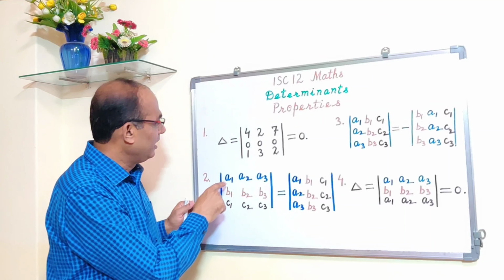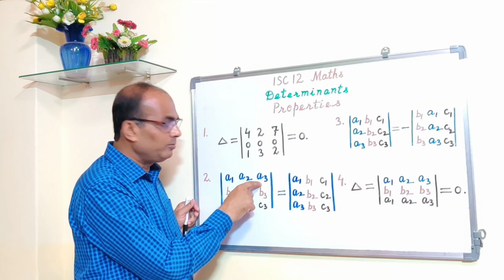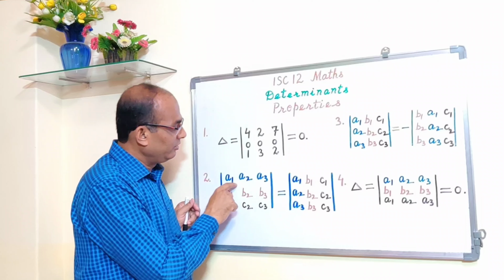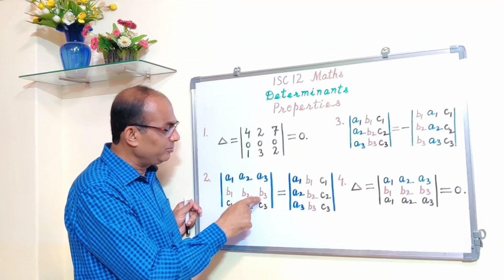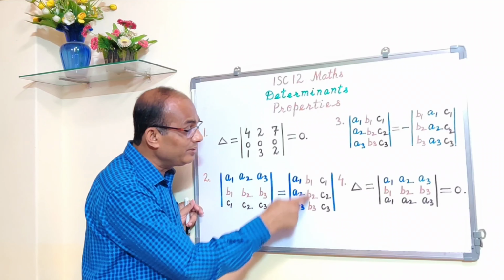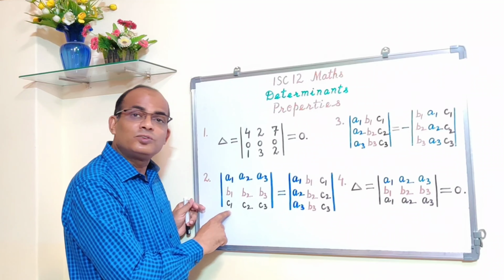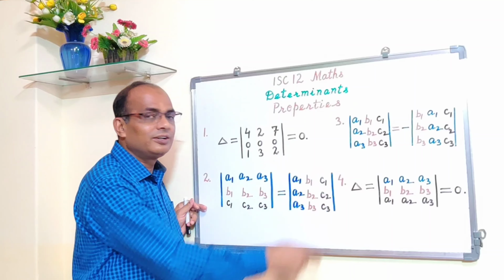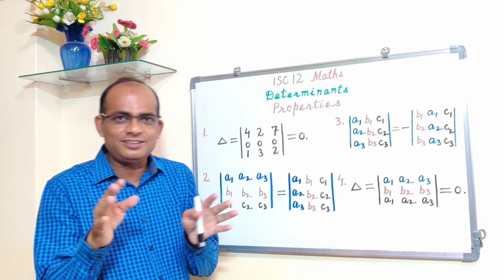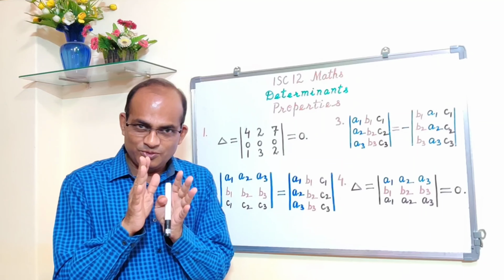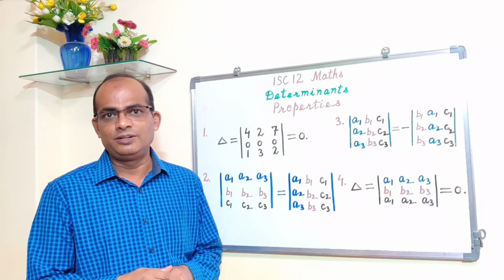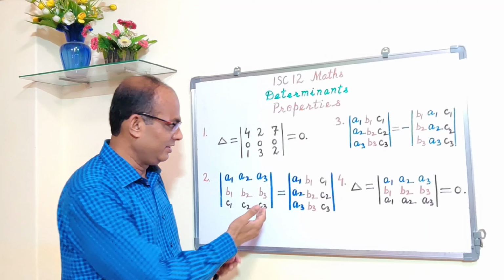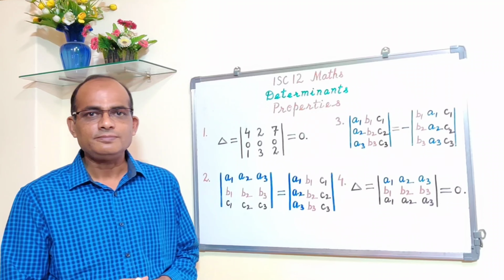You can see here. The first row is A1, A2, A3 in blue. The first row is becoming here first column. The second row you can see B1, B2, B3 in red, and the second row is becoming second column, and the third row C1, C2, C3 is becoming your third column. That means the rows and columns are interchanged. And if we do this, then the value of the determinant remains unchanged. You can see this is equal to this. Fine.